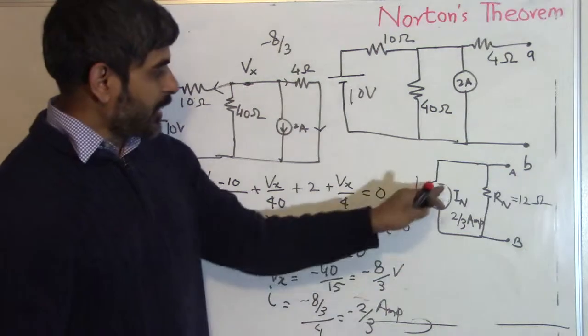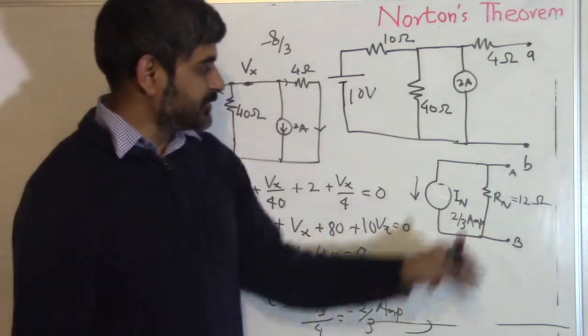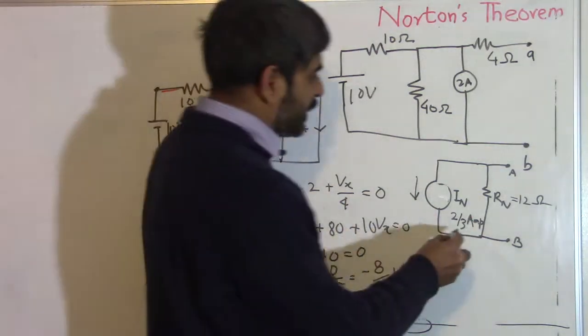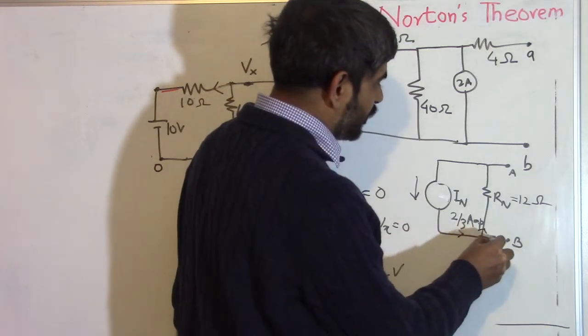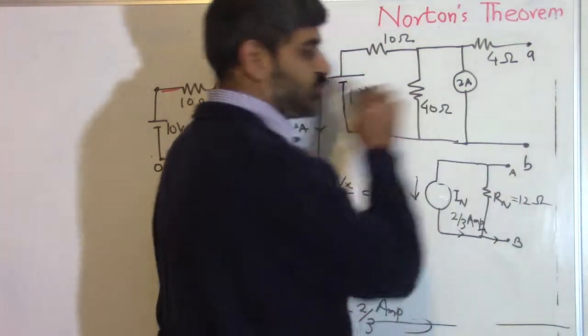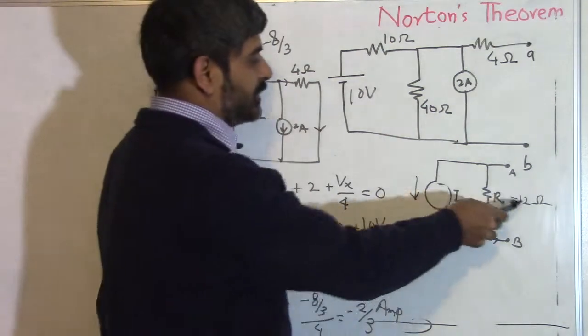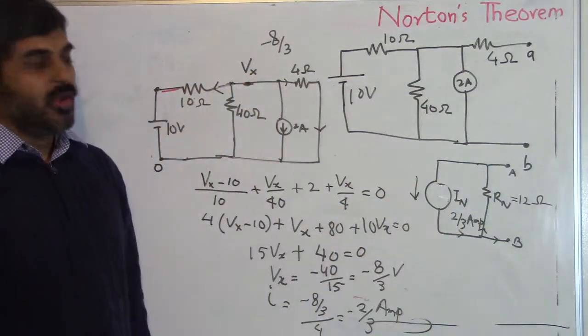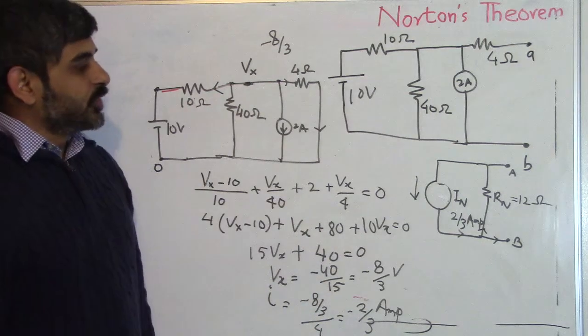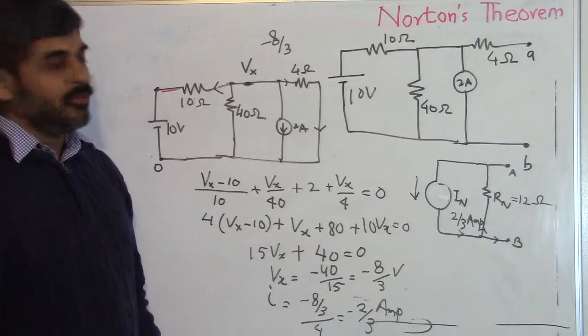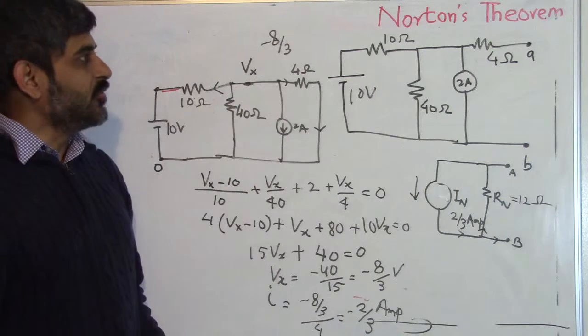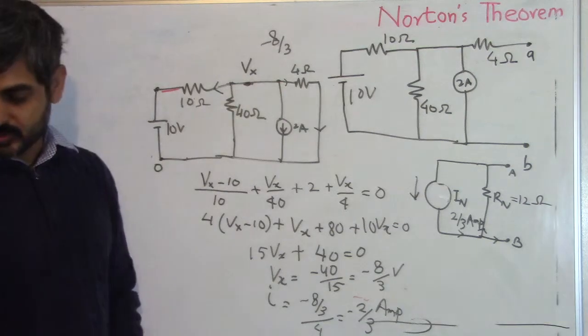Now with the current given and the resistance given, basically the current will flow like this and it will go through the resistors in this way. Now the Norton current is given, the resistor network is given. You can find the load current for different values of this load resistor. So this is how we solve the problem using Norton's theorem.